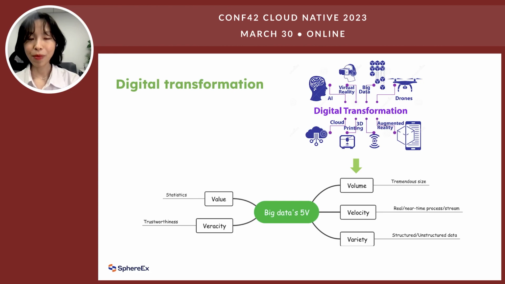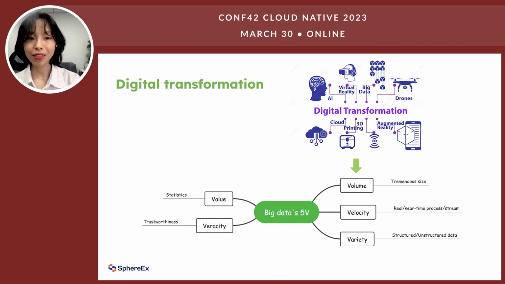That means big data's 5V: value, veracity, volume, velocity, and variety. I will give a brief introduction to each of them. The first one is value. That means we need to use OLAP or big data architectures or solutions to help us do statistics, so we can know more about our business or give the product some good feedback, right?